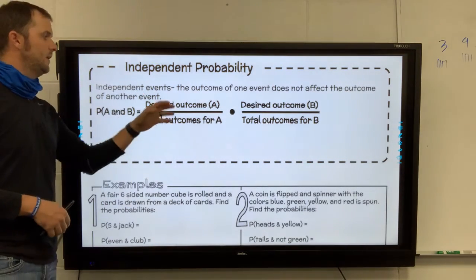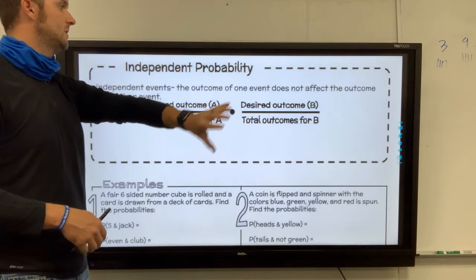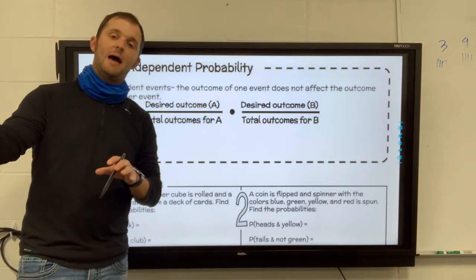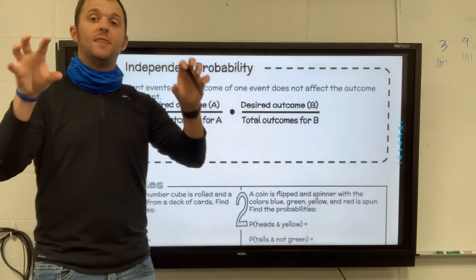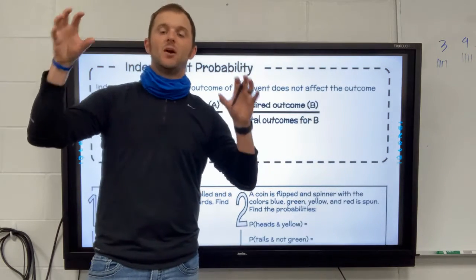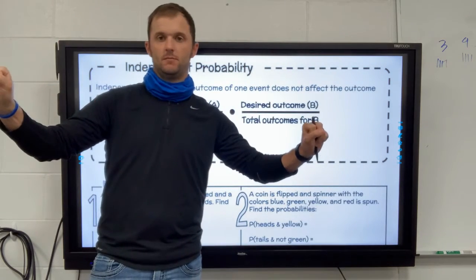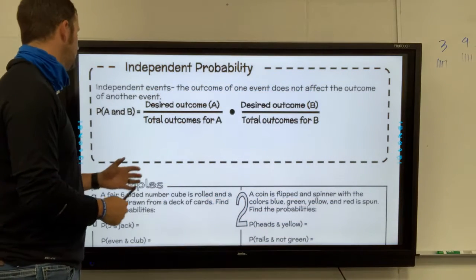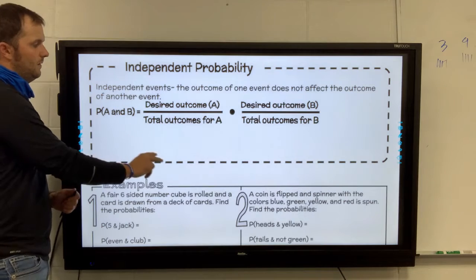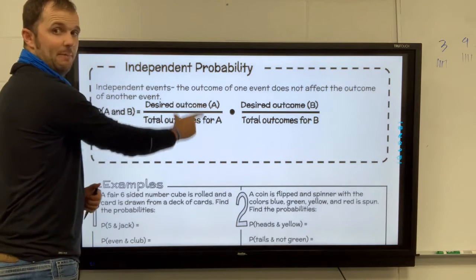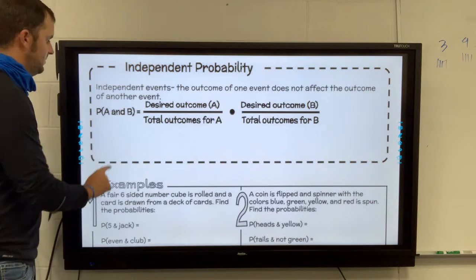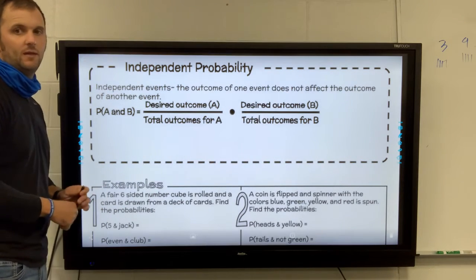Independent events means the outcome of one event does not affect the outcome of another event. So if you're trying to find the probability of one thing happening and another thing happening, but they're separated, meaning the first thing does not affect the second thing, they are independent of each other, okay? So to find the probability of A and B happening, we take the probability of A happening and multiply times the probability of B happening, okay? So whenever you see the word and, that's gonna be independent there, okay?